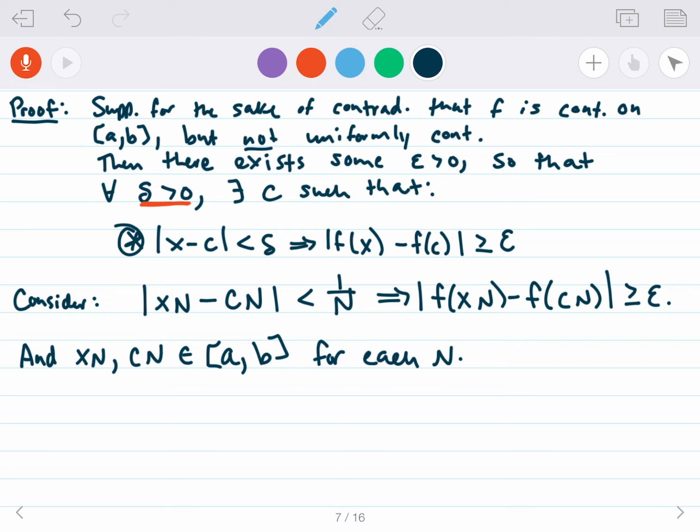Okay, so what does that mean? Well, if these guys are in a compact interval, they're bounded below by a and they're bounded above by b. Okay, so we can say that they are bounded. So these sequences, x sub n and c sub n, are bounded.